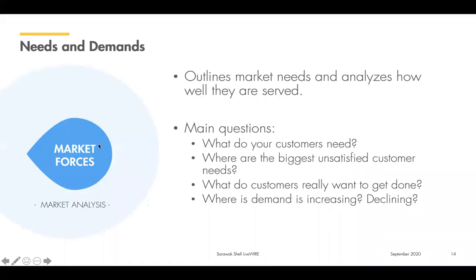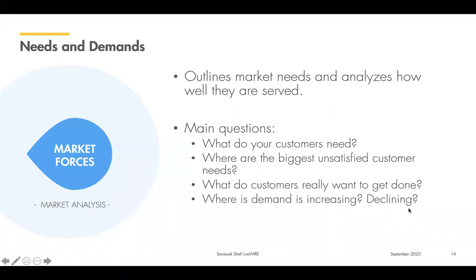Next, with market forces, you can also consider needs and demand. This one outlines the market needs and analyzes how they can be served. So you ask yourself these questions. What do your customers need? Where are the biggest unsatisfied customer needs? What do customers really want to get done? And where is demand increasing and declining?